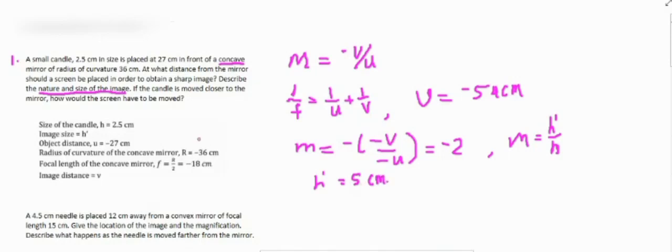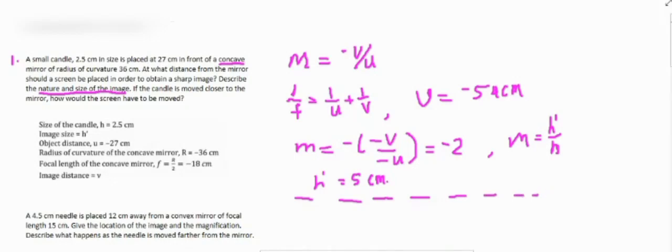The last part of the question: if the candle is moved closer to the mirror, how does the screen have to be moved? If the object moves towards the mirror, the image moves away from the mirror. So the answer is the screen has to be moved away from the mirror. So that is the solution of the first question.